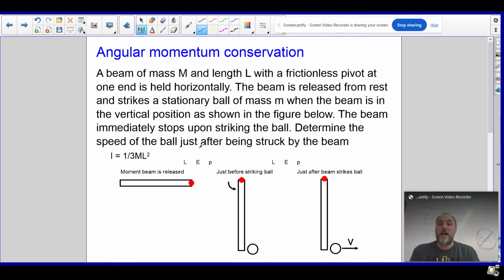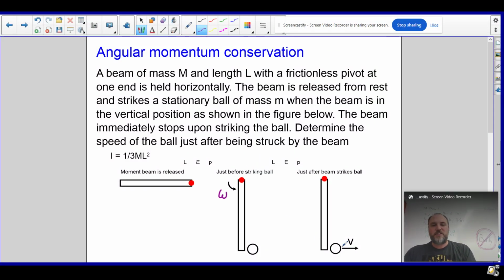So there's a lot going on here. There's a progression of images and topics that we need to look at, and I have the diagrams below of I'd say the three most important positions of the beam. So number one is right at the moment the beam is released, it's in the horizontal position. And then just before striking the ball, the beam is in the vertical position, but it's rotating. So it has an angular velocity that I'm going to call omega.